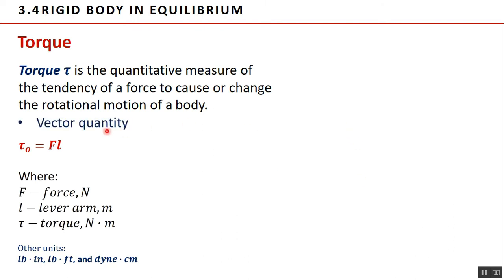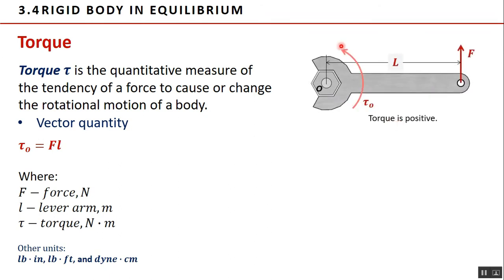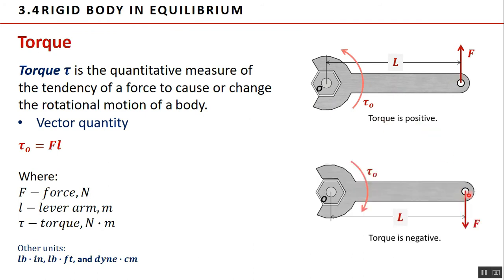Torque is a vector quantity. Its direction can be determined by how the body rotates. When the force tends to rotate the object counterclockwise, torque is a positive value. When the force causes the object to rotate clockwise, the torque is a negative value. Always remember the sign convention of torque.